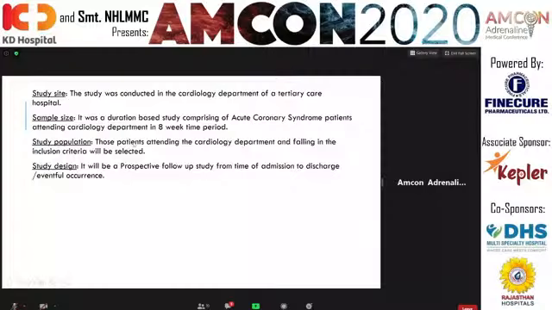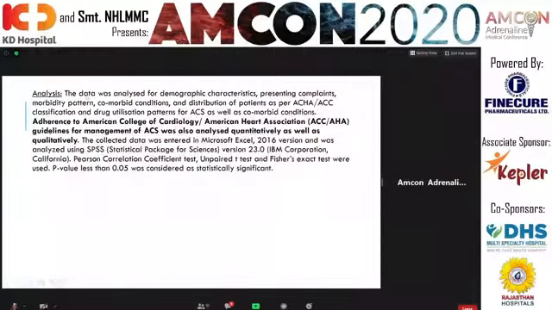Study population was patients attending the cardiology department falling in the inclusion criteria. The study design was a prospective follow-up study from time of admission to discharge or eventual occurrence. For analysis, the data was analyzed for demographic characteristics, presenting complaints, morbidity pattern, comorbid conditions, distribution of patients as per ACC-AHA classification, and drug utilization patterns for ACS, as well as comorbid conditions.